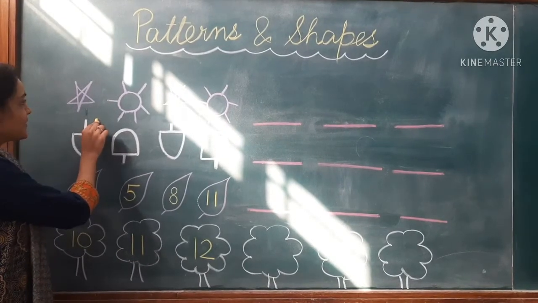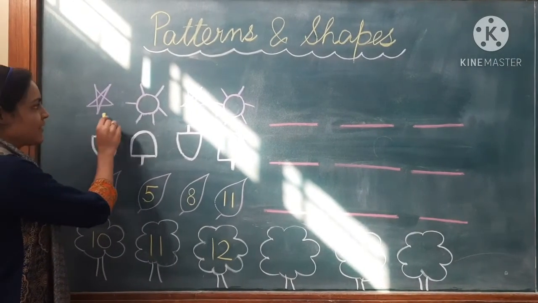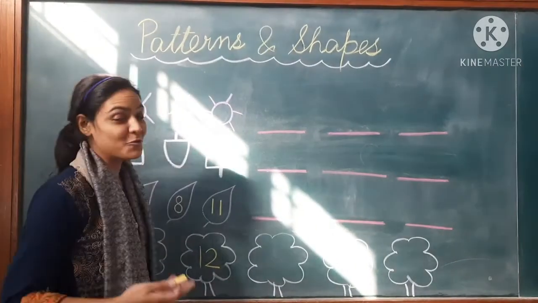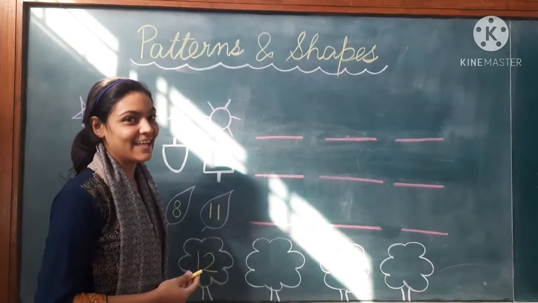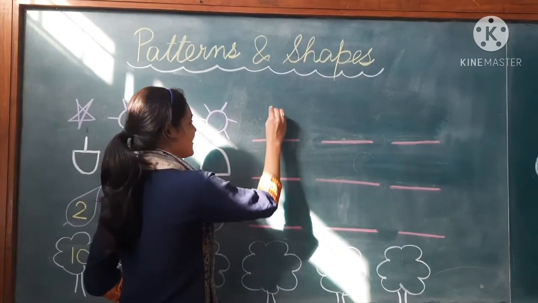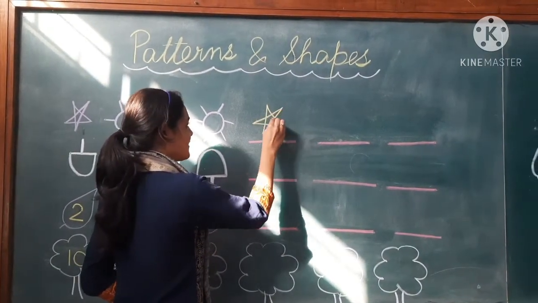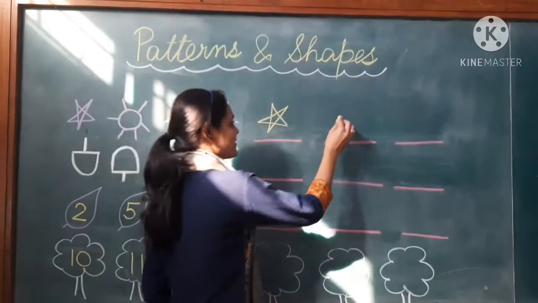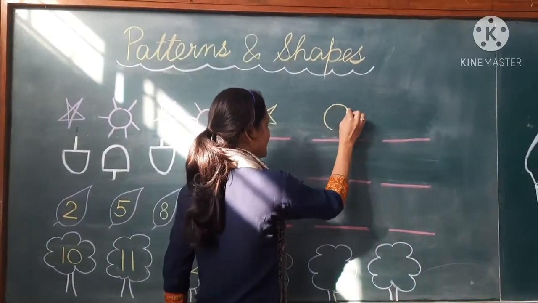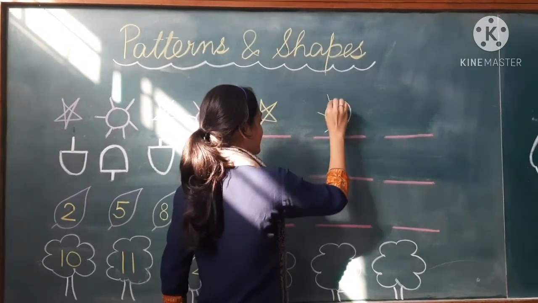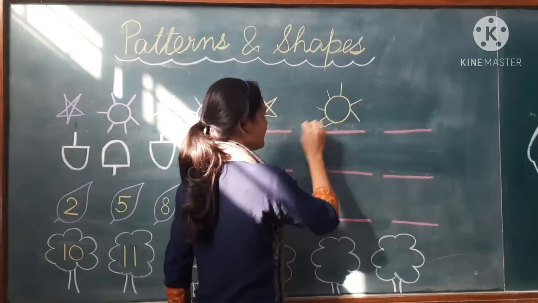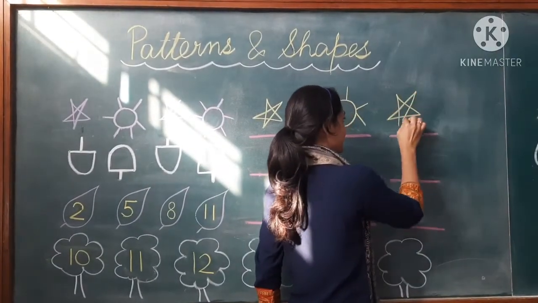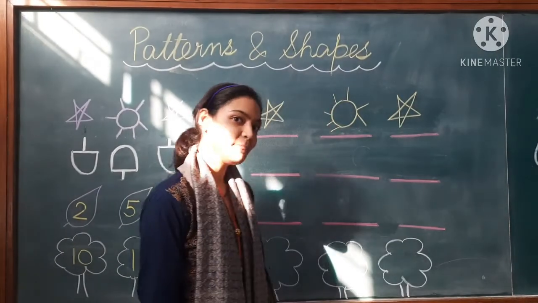The first sequence given here is a star, then a sun. A star, then a sun. So what will come next? Yes, a star. So let us make a star. Then after the star what will come? Yes, a sun. So we will draw a sun. And after the sun what will come? A star again. So this way our sequence is complete.